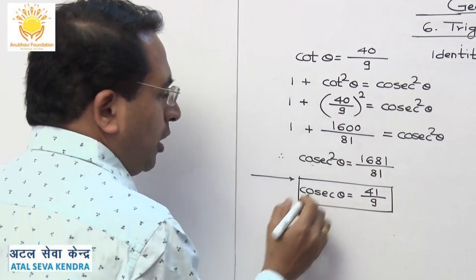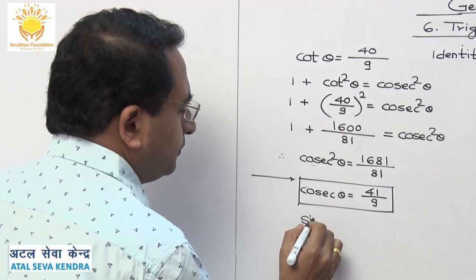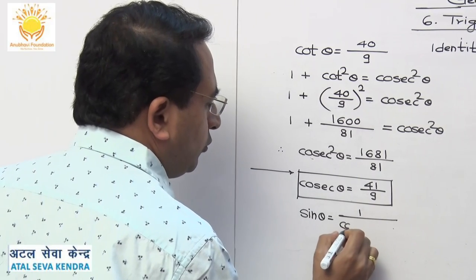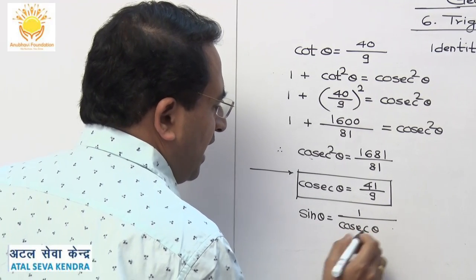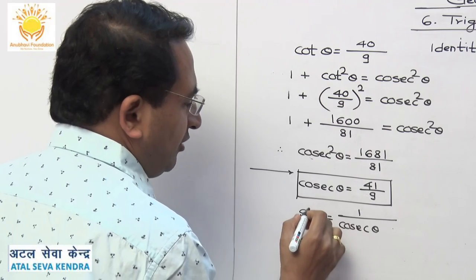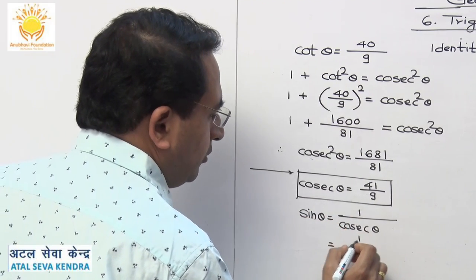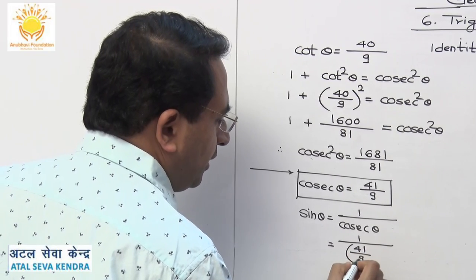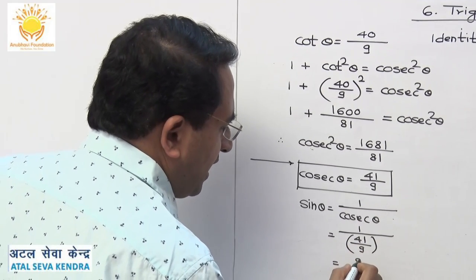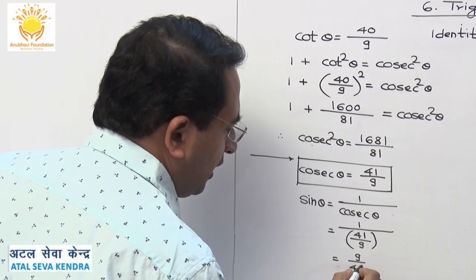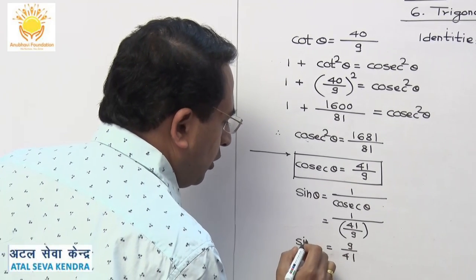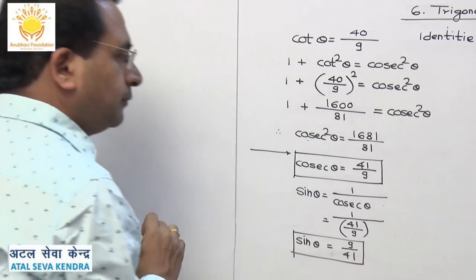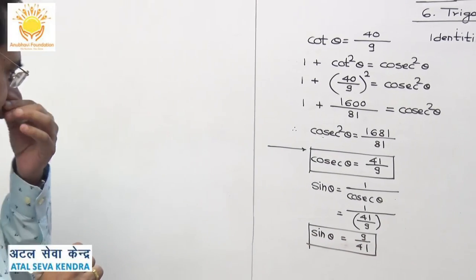Correct? Now I am going for sine here. Sine of theta is written as 1 upon cosec theta. That means sine is a reciprocal of cosec. So it is 1 upon 41 upon 9. That is coming as 9 upon 41. That is the value of sine of theta. Is that right?